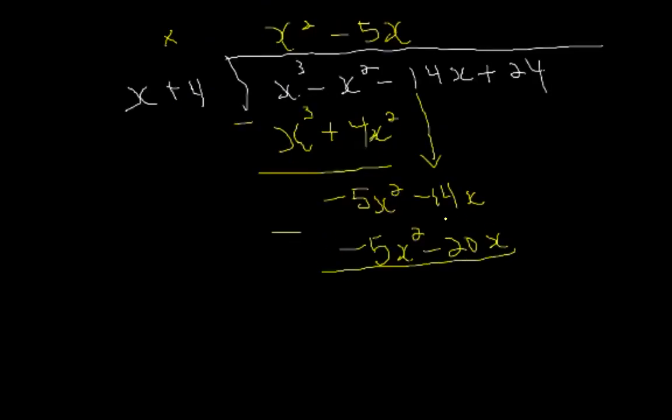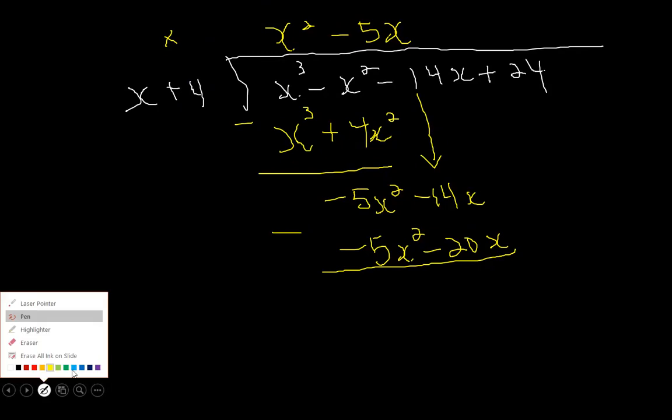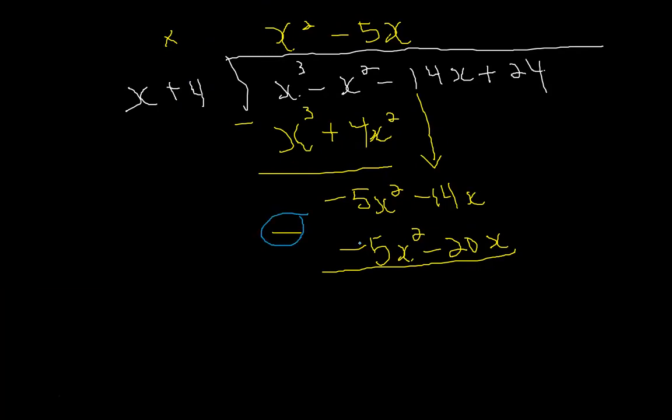Minus 5x squared minus minus 5x squared. So very important, right? Minus under minus gives me a plus. So this is the same as saying minus 5x squared plus 5x squared, which is 0, right? Next terms, minus 14x minus minus 20x. Minus and a minus gives me a plus. So this is the same as saying minus 14x plus 20x, which is 6x.